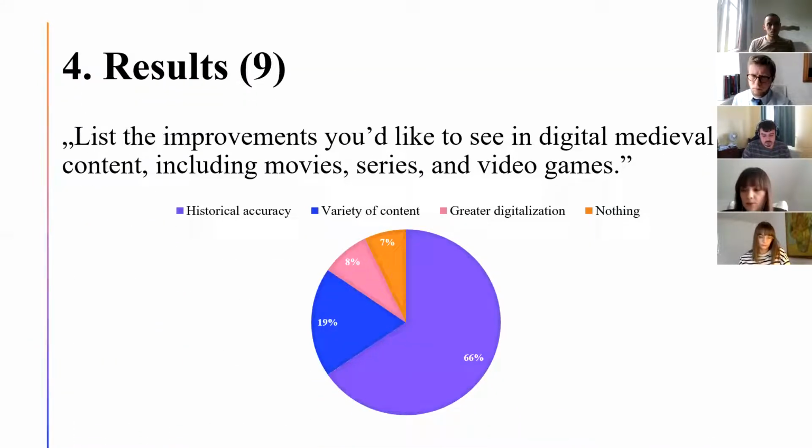When asked about improvements they would like to see in digital medieval content, 66% said historical accuracy was necessary, commenting that there is currently a large number of film series and video games that often place contemporary elements in the Middle Ages. 90% of them would like greater diversity of content, which refers to the wish for the digital medieval content to represent history outside of the major historical events and for the focus not to be exclusively on political history. They would like to see more social history, marginal groups, and the like in the digital medieval content. And 8% of history students believe that the greater digitalization of medieval content is needed.